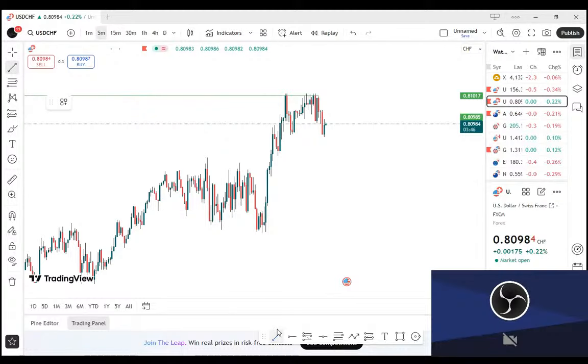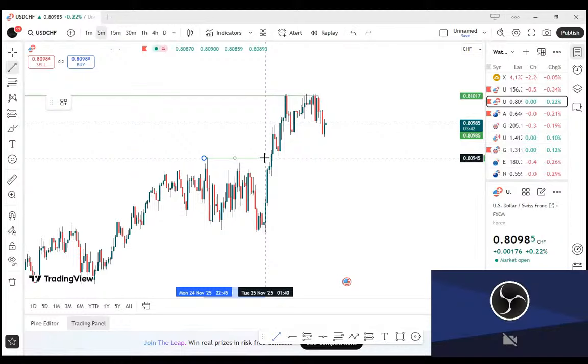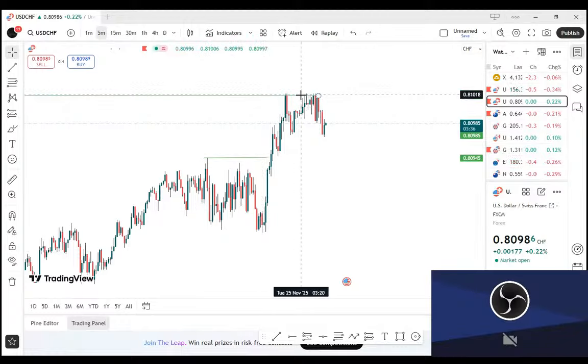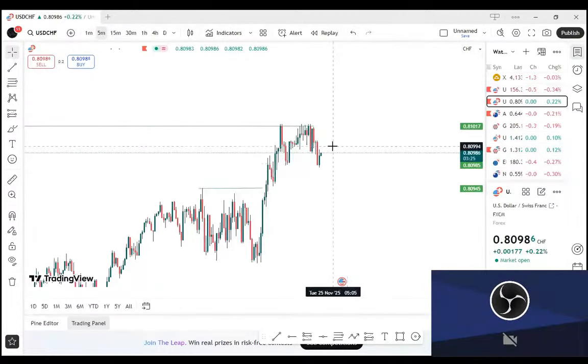This is the high that got broken, giving us a continuation of the buyers. And price came all the way to these highs and tried to make rejections. Neither has this low been broken. If you see it, this low hasn't been broken. This low hasn't been broken. So we still got to pay attention to it.